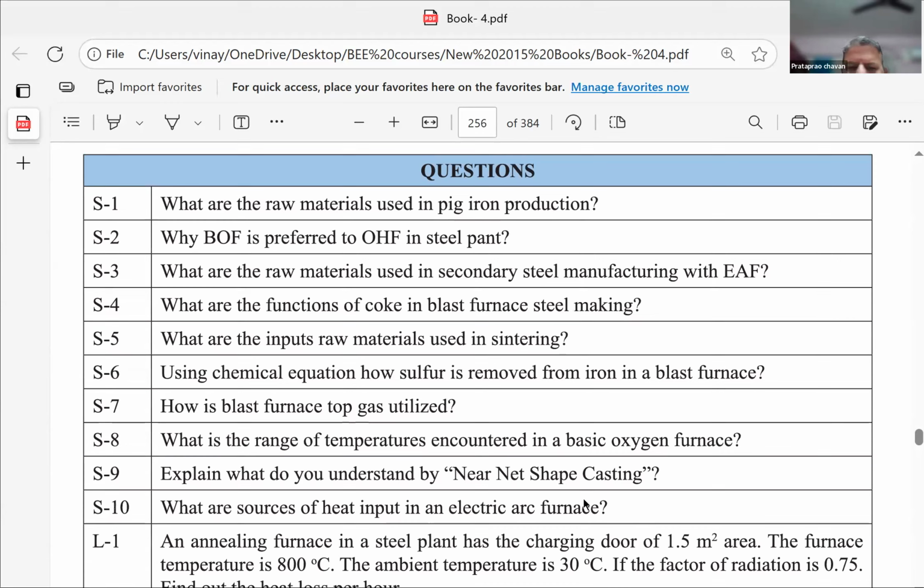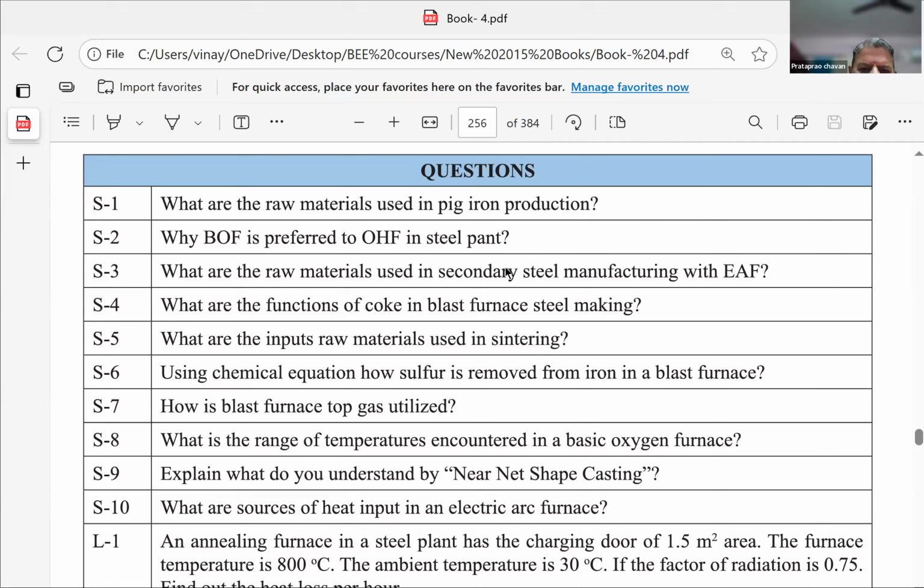Okay, so about 5-10 minutes, we will just browse through these questions. What are the raw materials used in pig iron production? Same thing. What is that? Limestone, iron ore, coke, that is going to. Why is BOF preferred to OHS, open hearth furnaces, in steel?